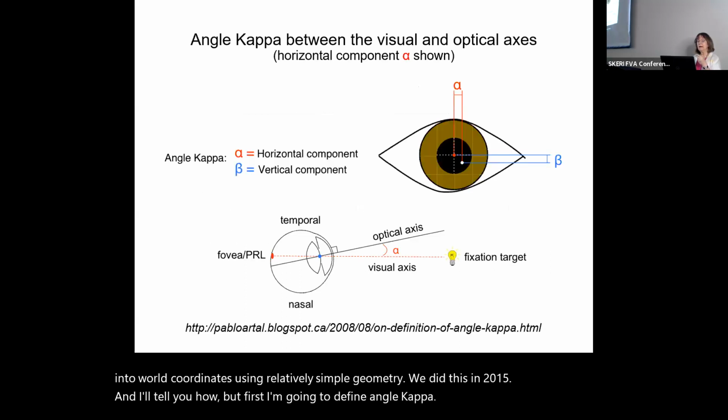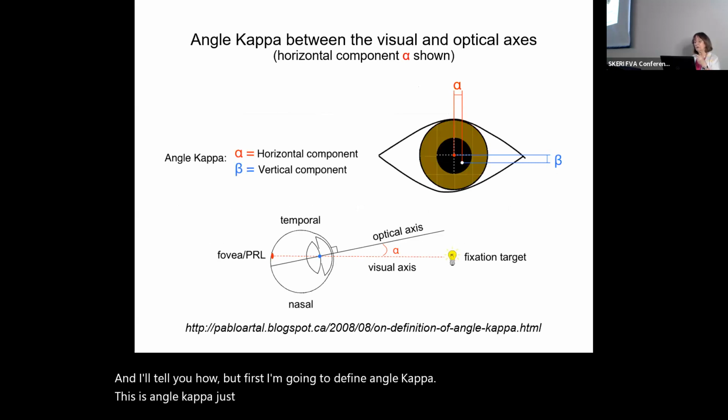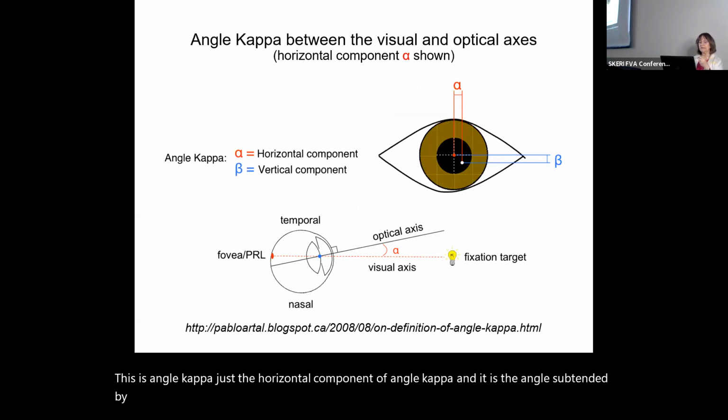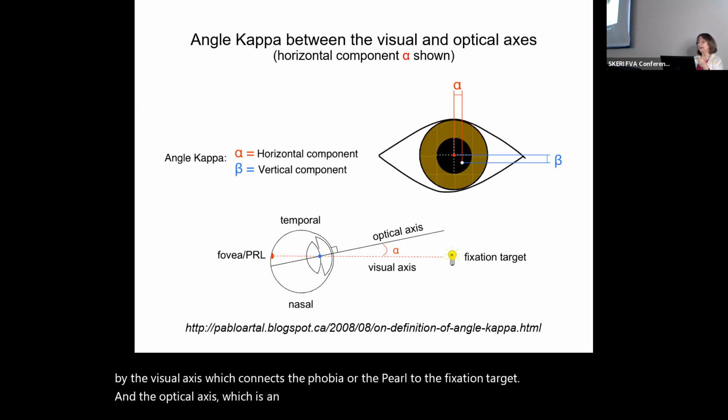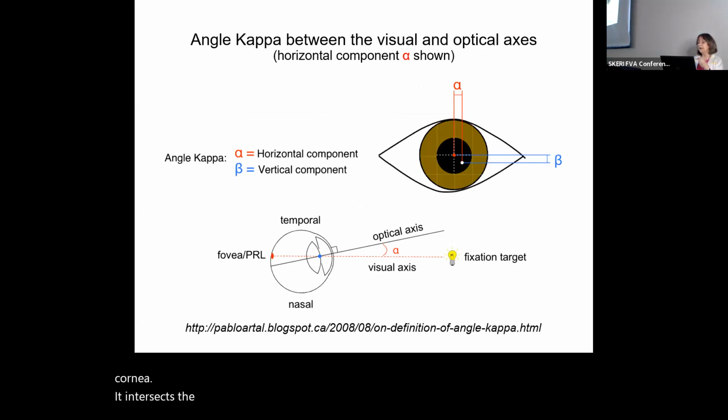This is angle kappa, just the horizontal component of angle kappa. It is the angle subtended by the visual axis, which connects the fovea or the PRL to the fixation target, and the optical axis, which is an imaginary line perpendicular to the frontal surface of the cornea. It intersects the pupil and it passes through the center of all the refractive media of the eyes.